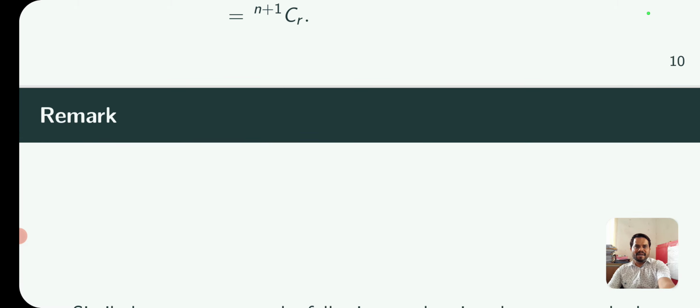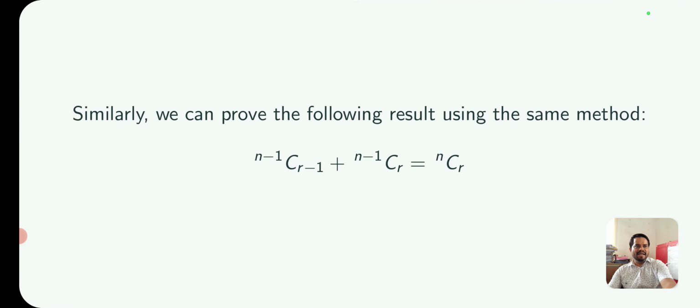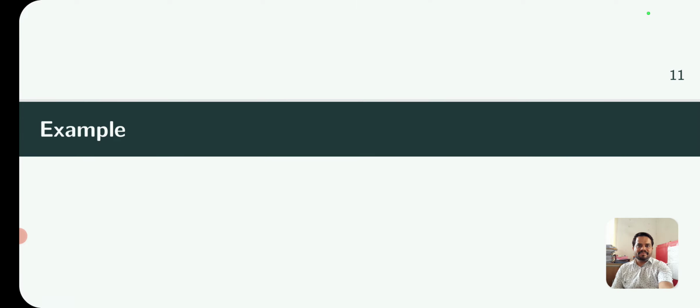Let us see one remark. Similarly, we can prove the following result using the same method. It means that you can prove that (n minus 1)C(r minus 1) plus (n minus 1)Cr is equal to nCr.